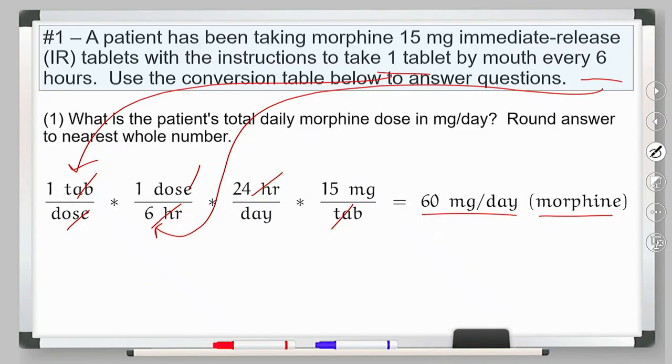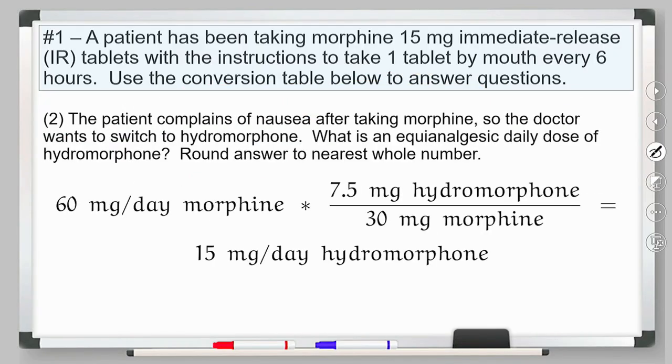So that's the proportion that we're going to set up and use. You can do this a couple of different ways. You can set it up as a proportion if you want, or in this case, I multiplied such that my units canceled. I used dimensional analysis. As a reminder, we have 60 milligrams per day of morphine is what the patient's on, and we set up the proportion using the table that said that 7.5 milligrams of hydromorphone is equivalent to 30 milligrams of morphine.